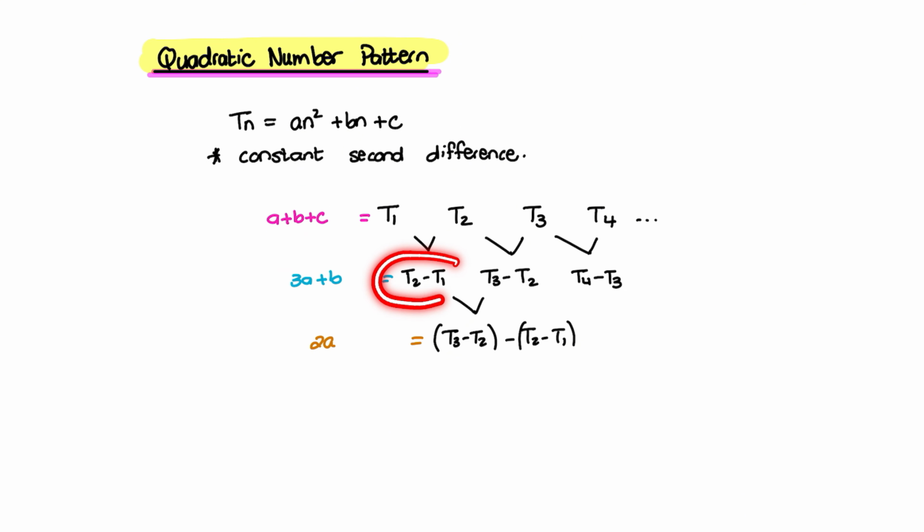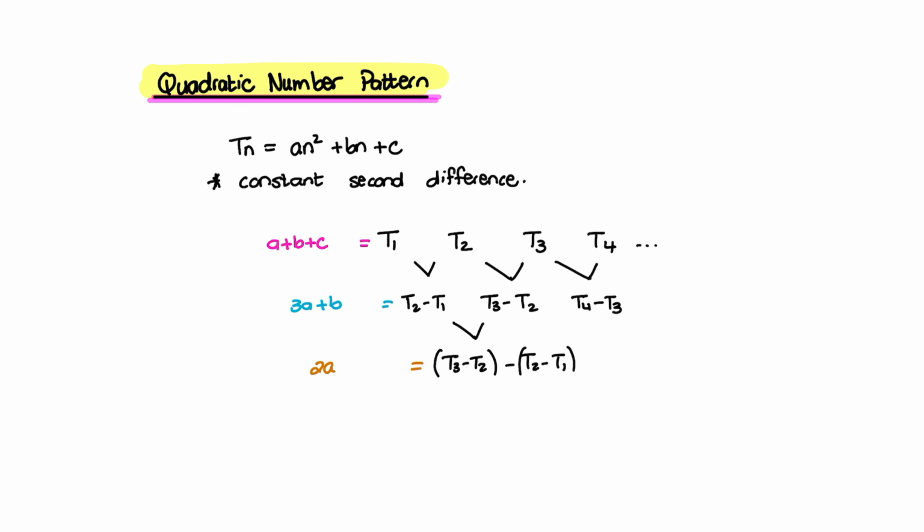The first term in the first differences would be equal to 3a plus b, and the constant second difference would be equal to 2a. Now that is some of the basic information that we need to keep in mind when working with quadratic number patterns. In the next video, we'll work through an example based on this topic.